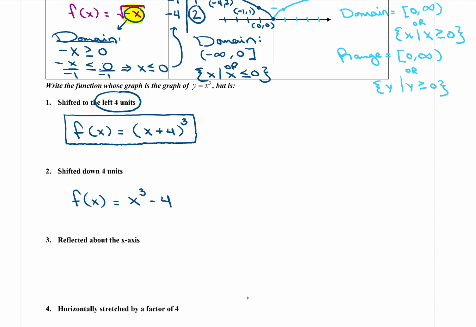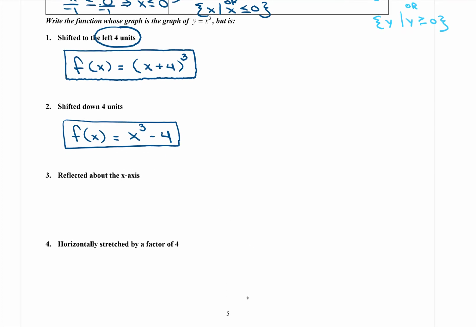Shifted down 4 units. So this one, we're going to make sure we do not put any parentheses in this case, and we're just going to write x cubed and then minus 4. This one, you don't think opposite when it goes up or down. You just go ahead and write, if it's down, it's minus.